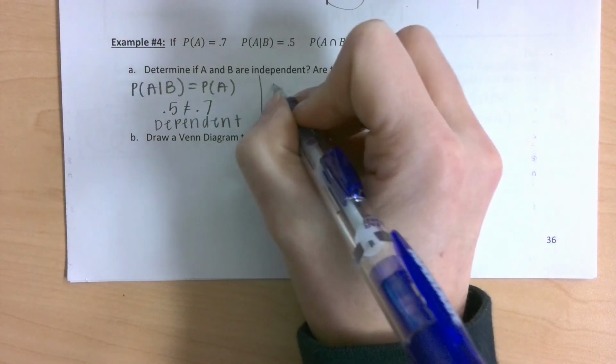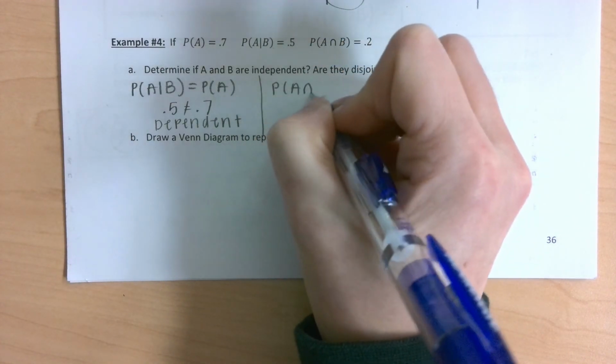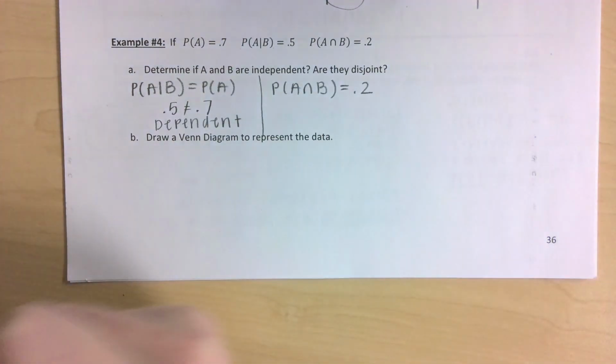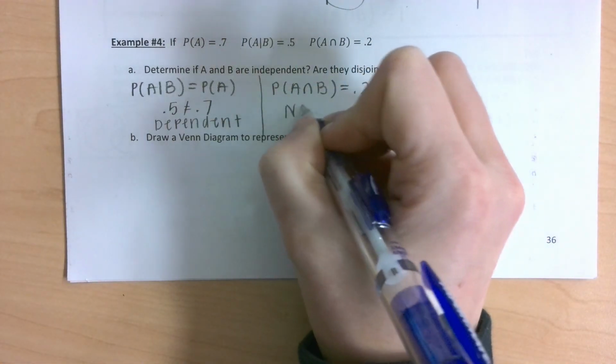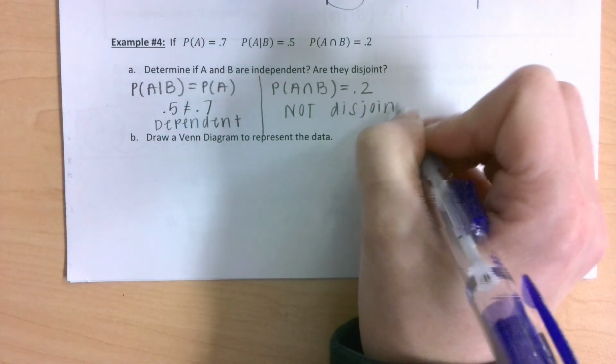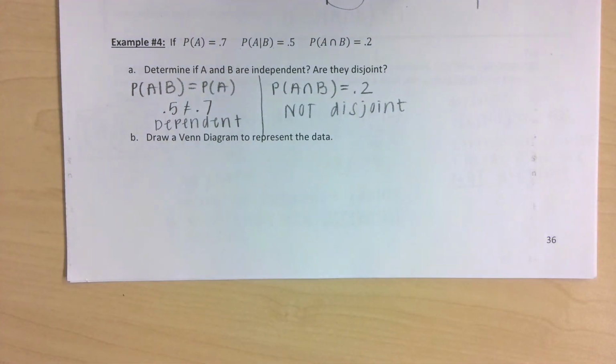If they're disjoint, I want to look at the probability of A and B. They tell me that this is 0.2. That's greater than 0, so they are not disjoint. They have an overlap. They can occur at the same time.